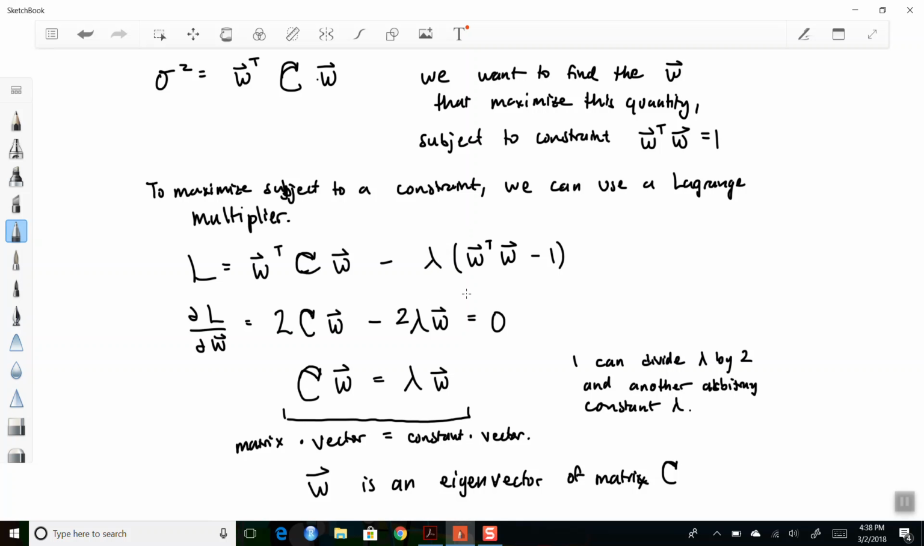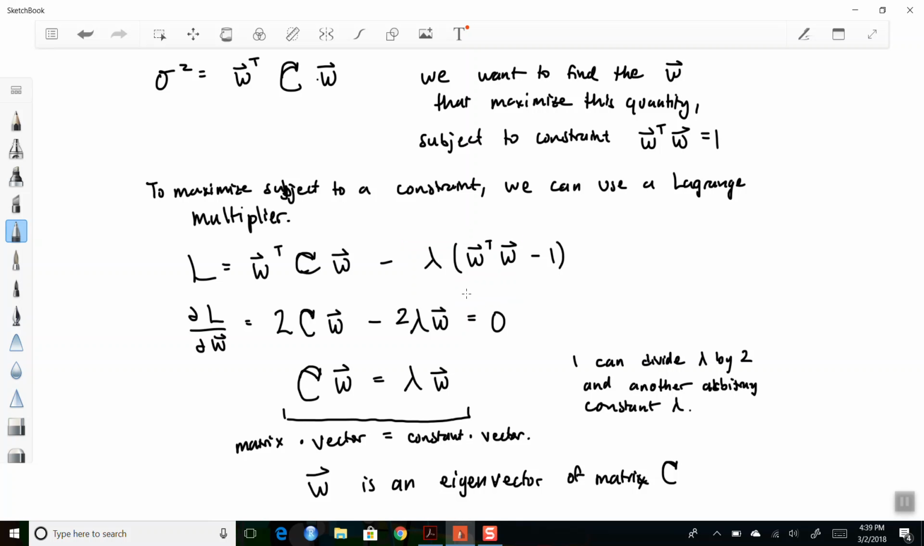So the vector W is going to be an eigenvector of the matrix C, which is our variance covariance matrix of Y. And if you recall, what an eigenvector is: you've got some square matrix A, which represents a transformation in some dimensional space. Yes, question. What do you mean to say I can divide lambda by 2?